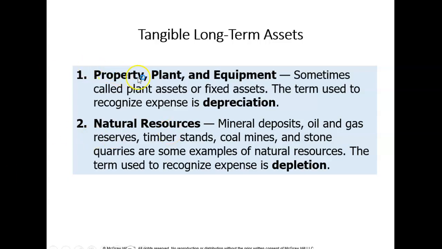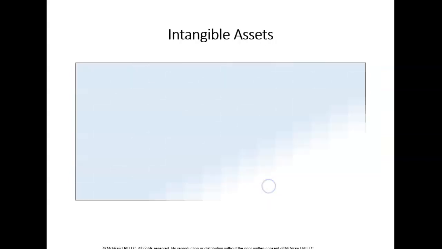We'll begin with the PP&E assets, which are also called plant assets or fixed assets. We're going to learn a term called depreciation. Understand what depreciation is and how it is going to be calculated. Then we'll cover what's known as natural resources, whether mineral deposits, oil, gas reserves. We'll talk about how we're going to recognize an expense called depletion for our natural resources. Okay?